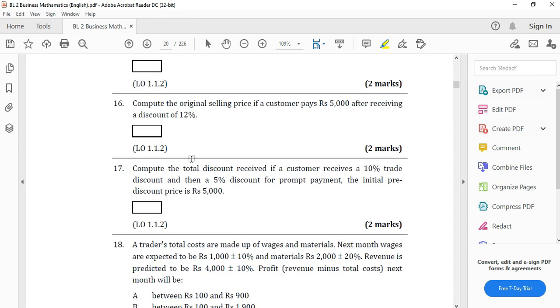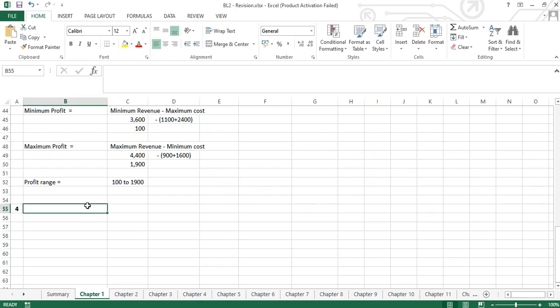Okay, so they are asking to find the total discount received if a customer receives a 10% trade discount and a 5% discount again after that for prompt payment. The initial pre-discount price is 5,000. So basically they want us to compute the total discount received. The pre-discount price they've given is 5,000 rupees.